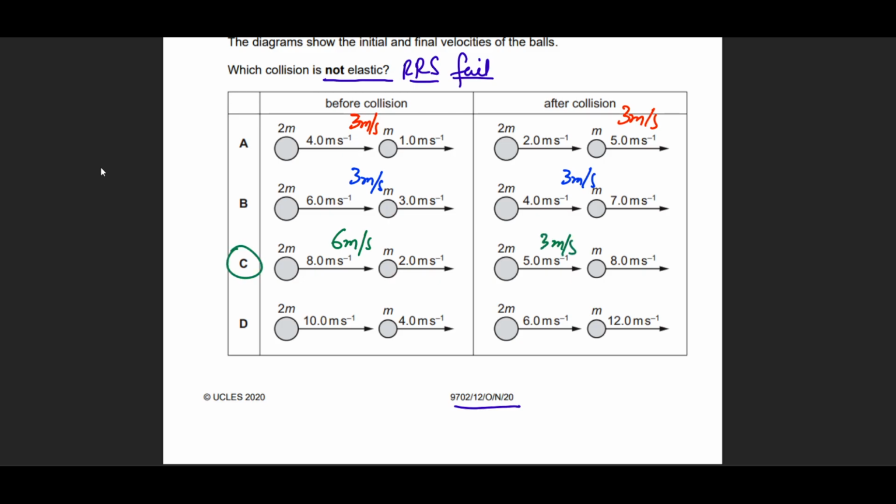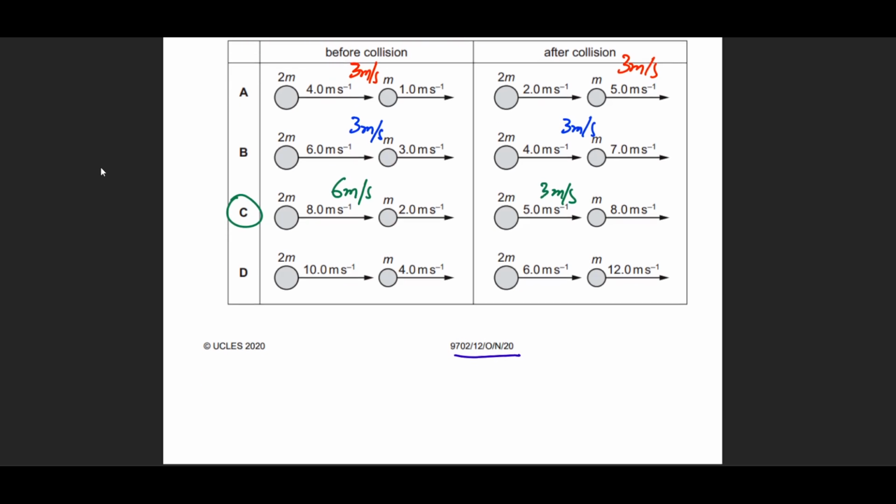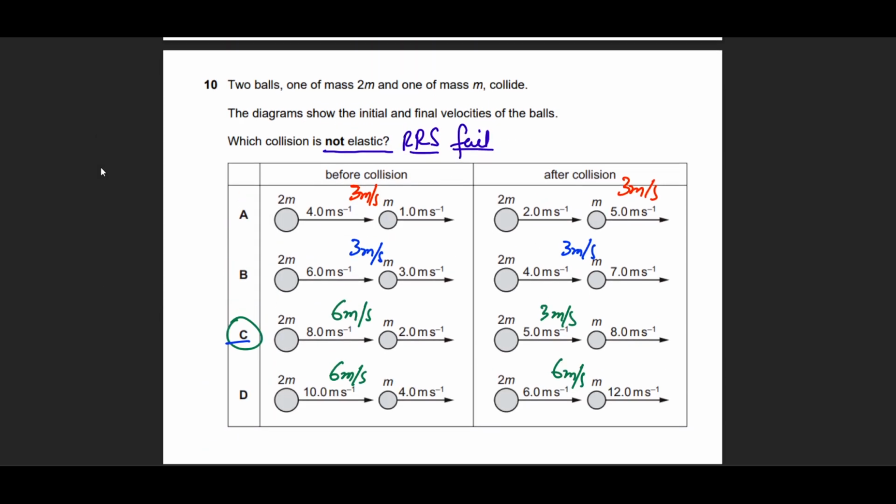Although this is my answer, in the interest of practice, we're going to do that again. So 10 and 4, same direction, so they should be subtracted. So this will be 6 meters per second. 6 and 12, same direction, should be subtracted. So 12 minus 6 will give me 6 meters per second. So this is also elastic. The only inelastic system that we have is option C, which actually failed the relative speed test.